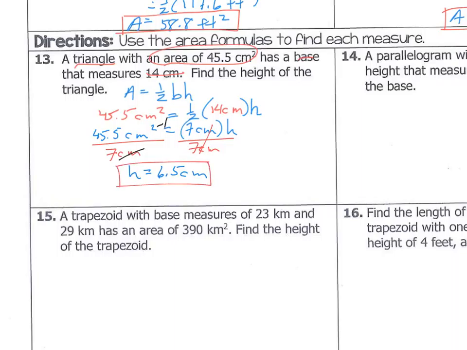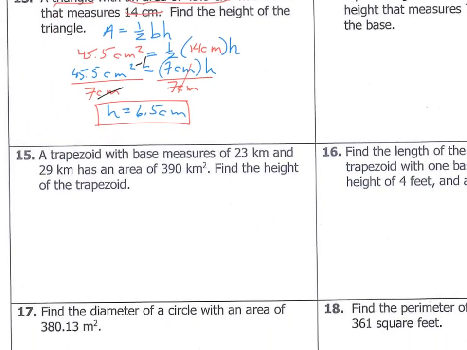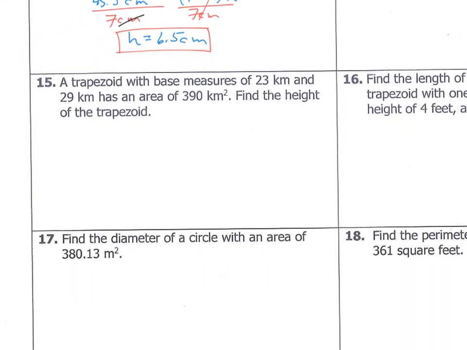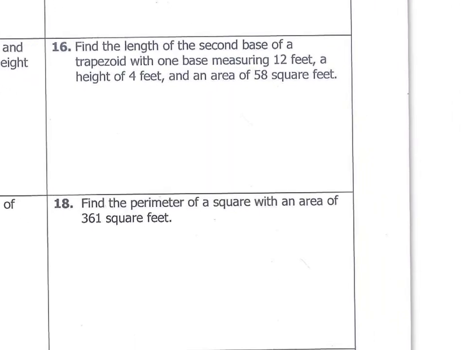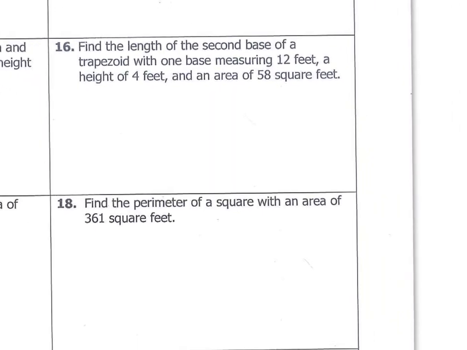So for several of you, that's going to be a more challenging problem to do. Let's skip 14. Let's look at 15. The trapezoid tends to be a little bit touchier. A trapezoid has base measures of 23 and 29 and an area of 390. Well, that one's not so bad. I'd rather do this one. Let's look at 16. It's another trapezoid.